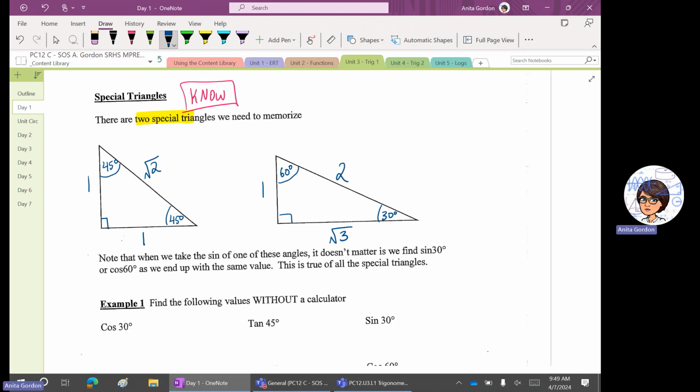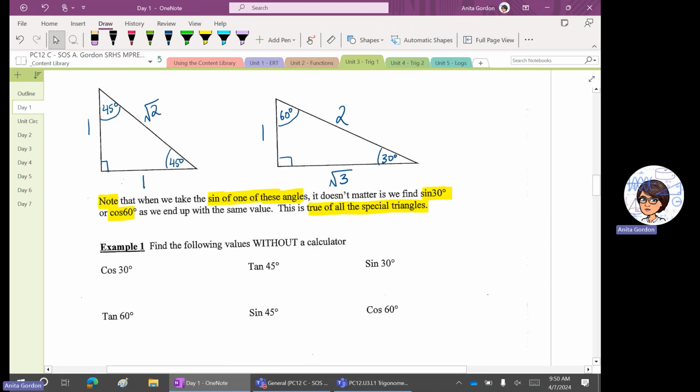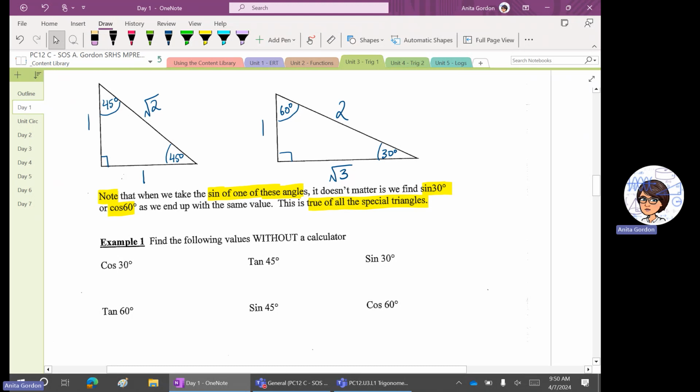Okay, so these tell us some key features. And here, note that if I take the sine of one angle, it will match the cosine of the other angle. So sine 30 or cos 60, it doesn't matter. It's going to give us the same ratio. And this is true for all special triangles. Okay, so now if you are able to draw this on the side of your paper, you should be able to find these ratios without the use of a calculator. And I want you to do this with me today, and I want you to find them in exact values. So I'm not interested in decimals, just write them as fractions.